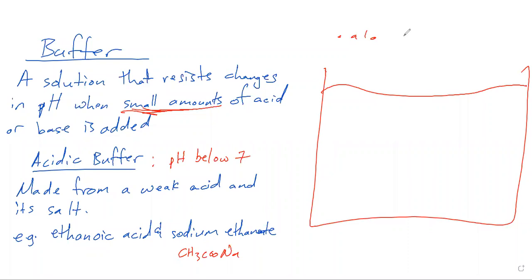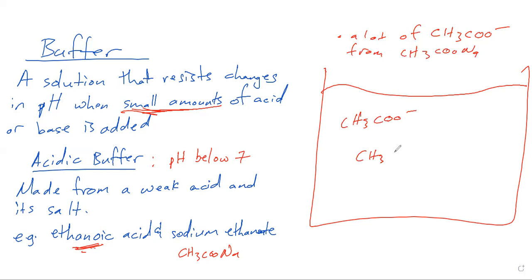You will have a lot of this ion. It's not coming from the acid. You will get a few when the ethanoic acid dissociates, but most of it is coming from sodium ethanoate, which is a soluble salt. So a lot of ethanoate ion from sodium ethanoate. I'm just going to use those three for example. You will also have H plus ions present. The sodium ion is not of importance here.